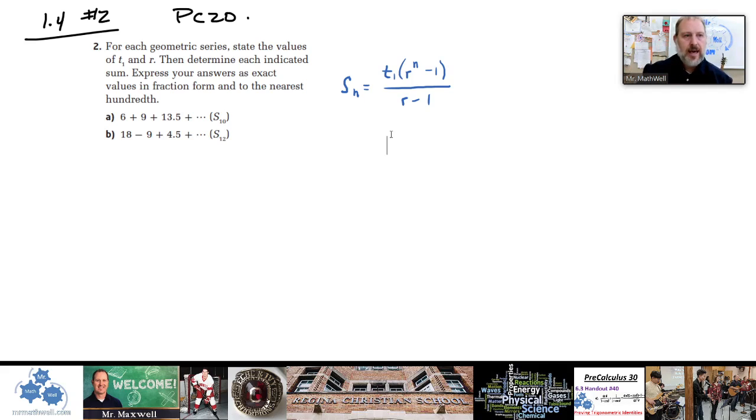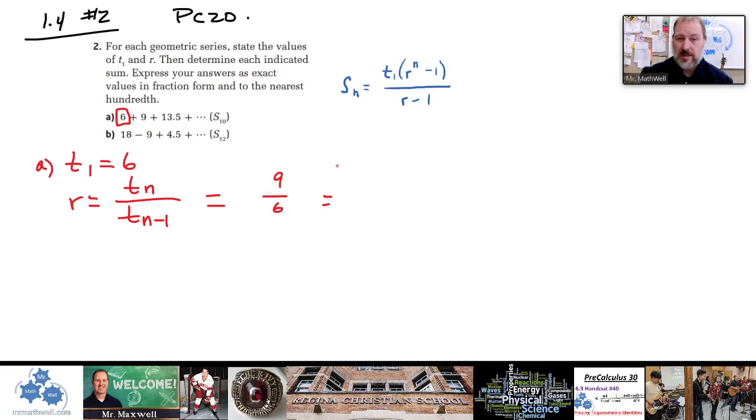So for 2a, let's take a look at 2a here. In this list, the very first term is t1, and that's 6. So t1 is 6. Now remember the r value is found by taking any term in the list and dividing it by the term just before it. So if I take the second term, I divide it by the first term. 9 over 6. So that comes to 3 over 2, or 1.5. You can use a decimal, that's no problem. So r is 1.5.